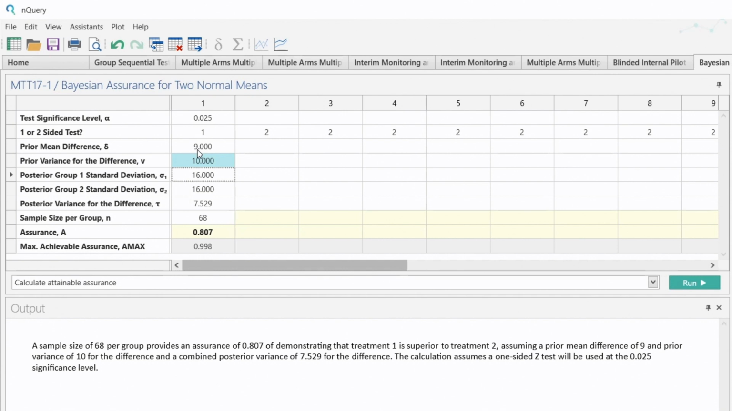The maximum assurance is simply the value for the assurance that you would get with infinite sample size, since due to the definition of assurance we are ignoring the lower tail in this case.